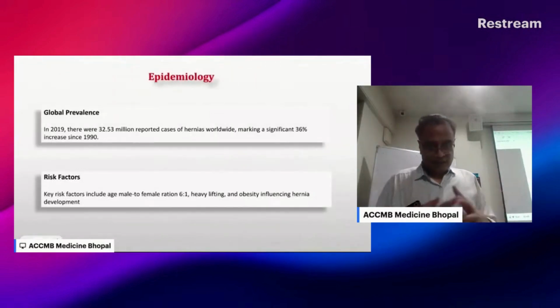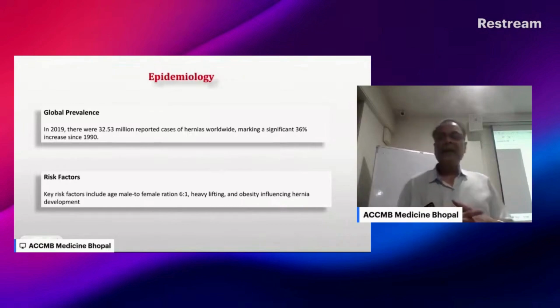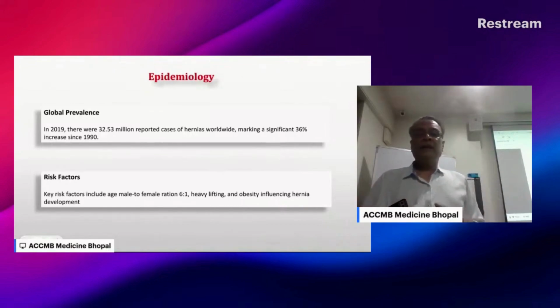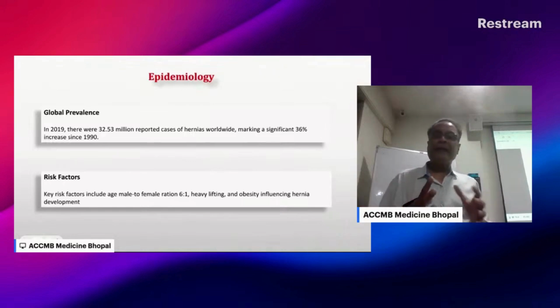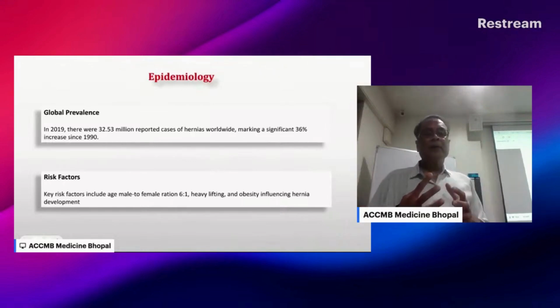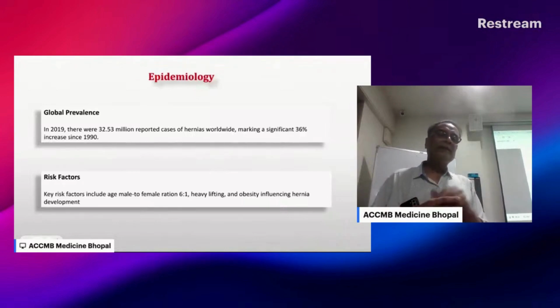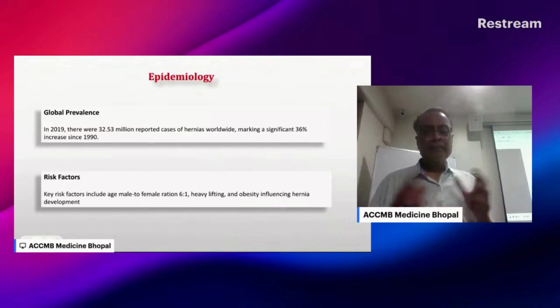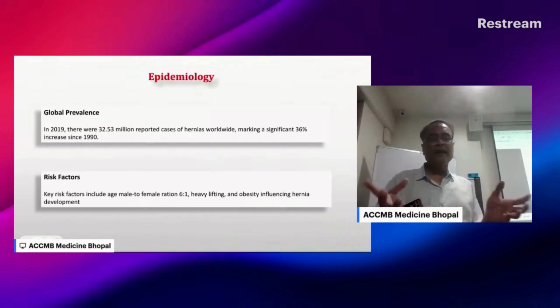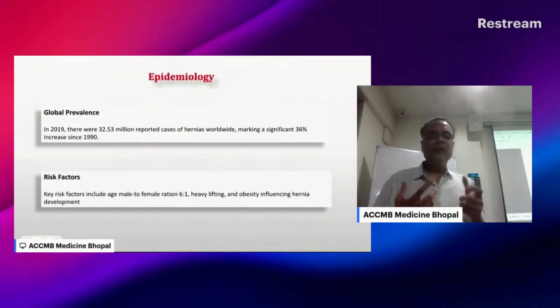So this is the epidemiology of the hernia. The global prevalence shows a significant rise since 1990, because we are able to diagnose this incisional hernia. We have very good documentary evidence. So there is a tremendous rise, about 36% after 1990. And there are many risk factors associated with the hernia. From our basic knowledge, we all know that heavy lifting and obesity produce hernia formation.